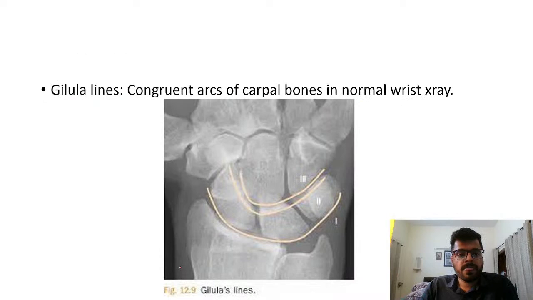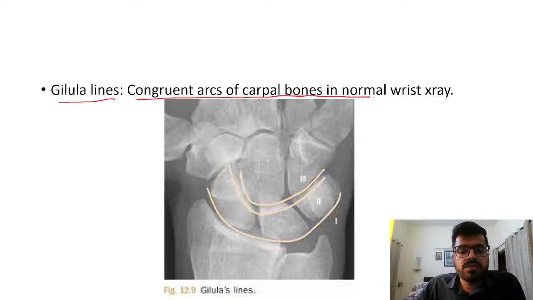Then on X-rays we have Gilula lines. These are congruent arcs of carpal bones in normal wrist X-rays. There are three lines. This is the first line at the proximal end of the proximal row of carpals. Then the second line is the distal end of the proximal row of carpals, and the third line is at the proximal end of the distal row of carpals. These three lines form an arc. If there is any fracture or dislocation, these arcs are disrupted. Gilula lines.